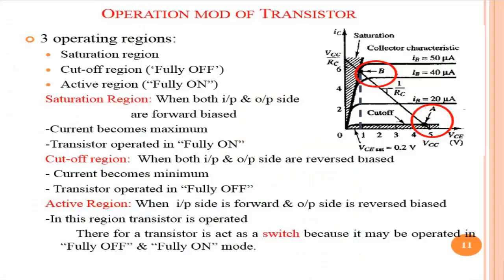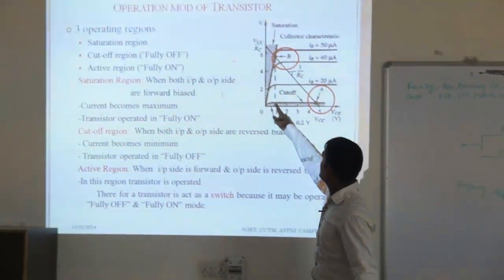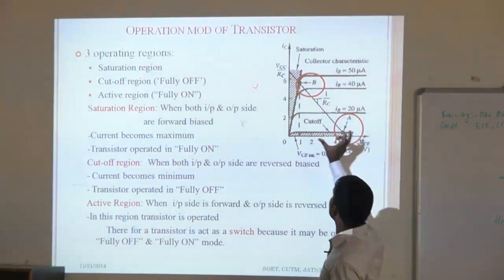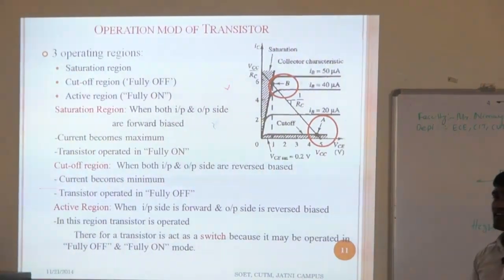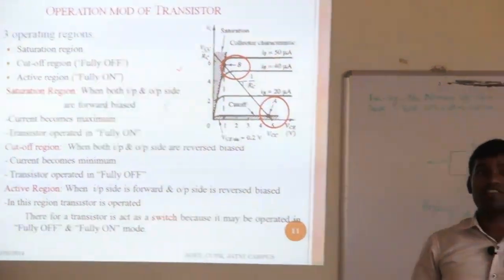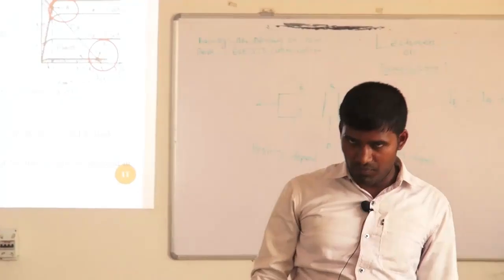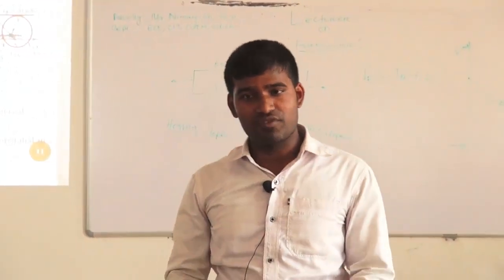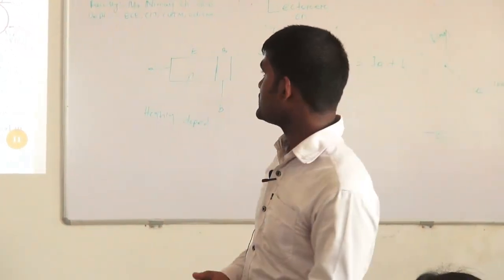Next, this is the load line where it is touched. This region is known as cutoff region. This is the saturation region. Upper part, straight part is known as active region. So basically your transistor has 3 regions of operation: active, saturation and cutoff.